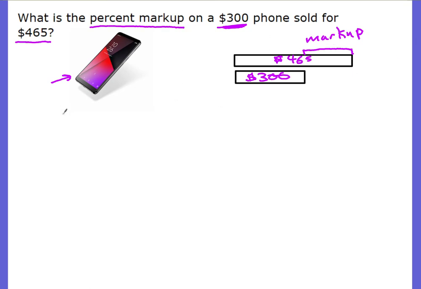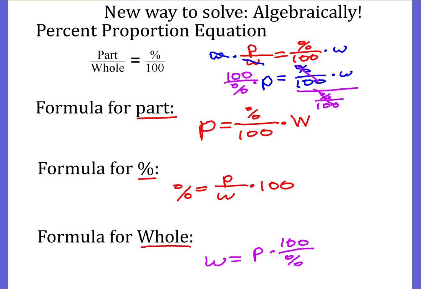If I want the markup, I know that is going to be 465 with the 300 taken away, because I'm just looking for this distance, which of course will give me, I'll just make this into an equal sign, $165. So they took this cell phone and marked it up by $165. Now all I have to do is use my percent proportion. So we'll go back to that first slide real quick.